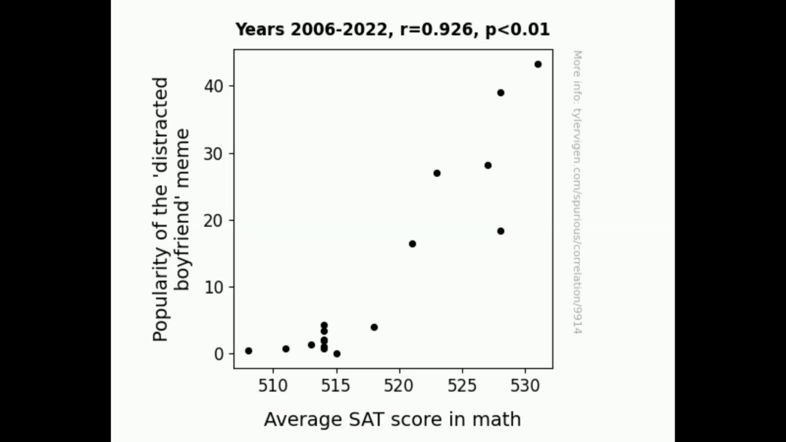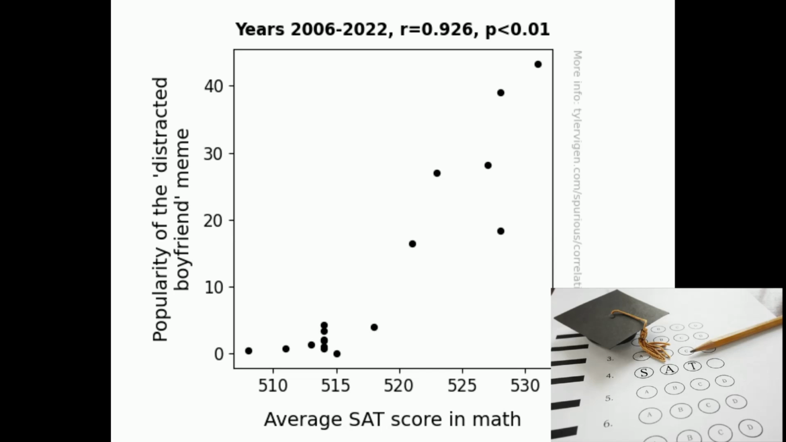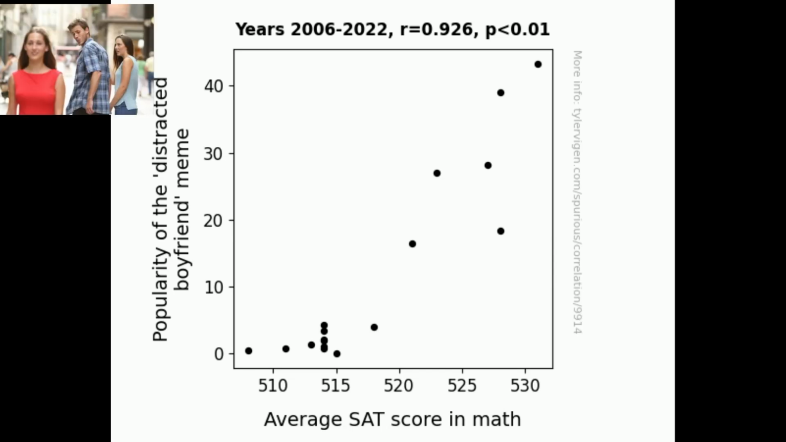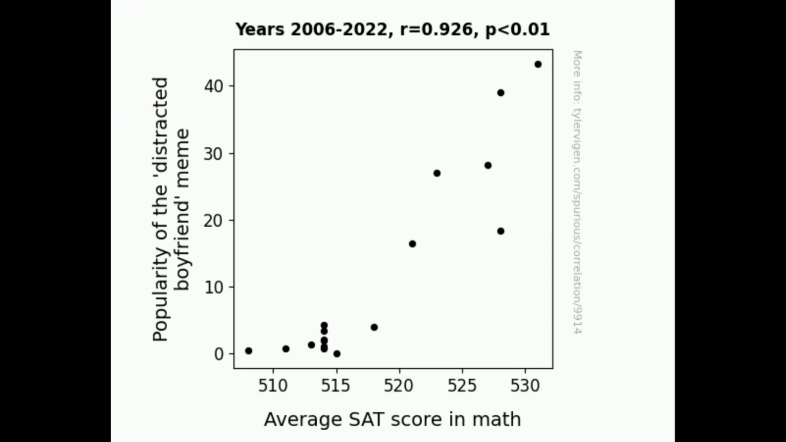Finally, average SAT scores versus the popularity of the distracted boyfriend meme. You'd think a meme about distraction might hurt SAT scores, but the data says otherwise. The meme was everywhere, yet SAT scores didn't take a nosedive. Again, a clear case of spurious correlation. Just because they line up doesn't mean one caused the other.